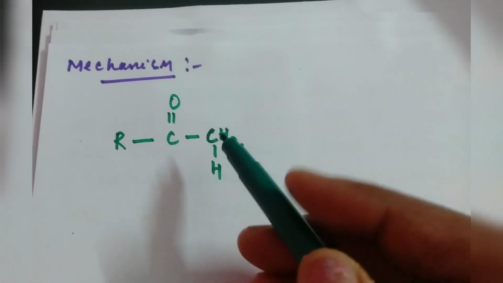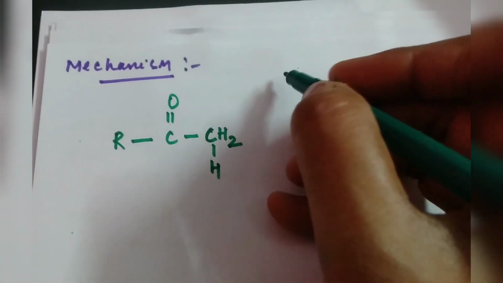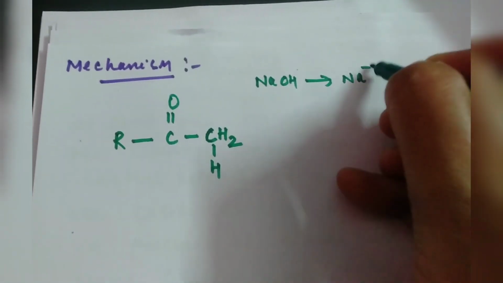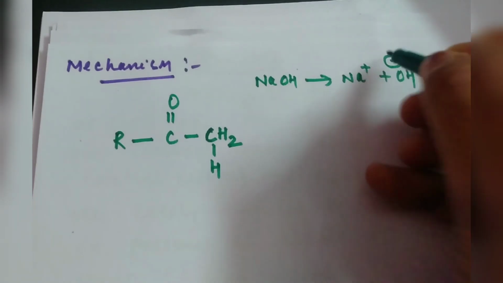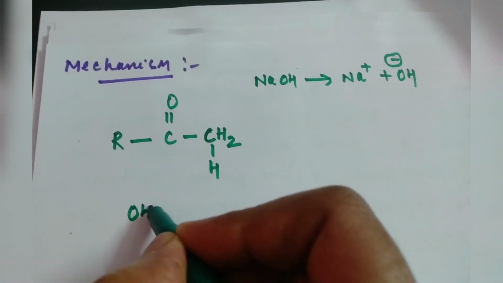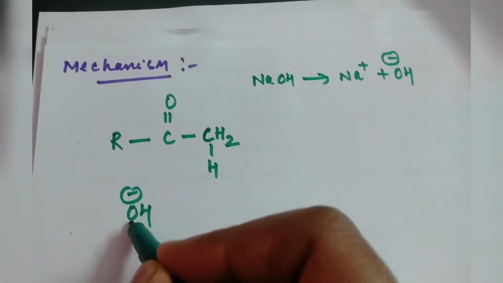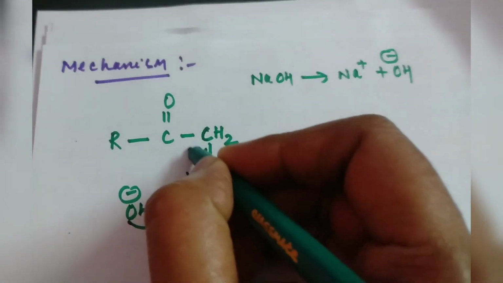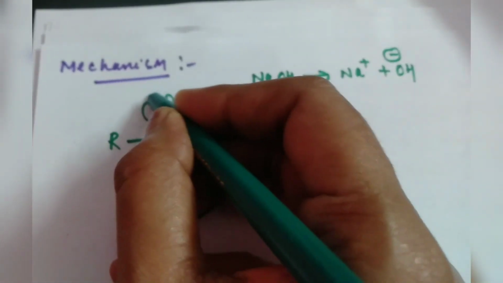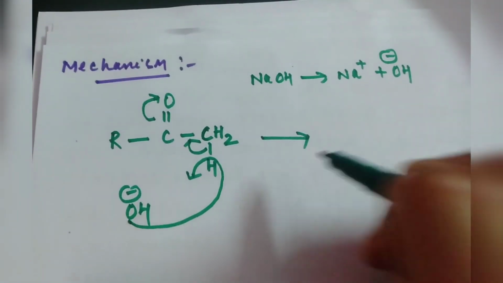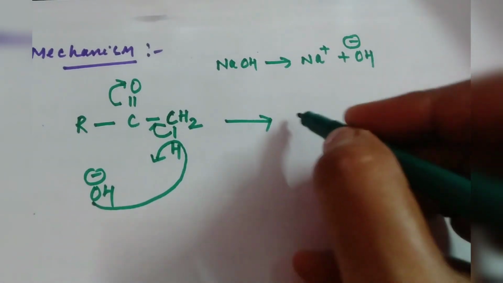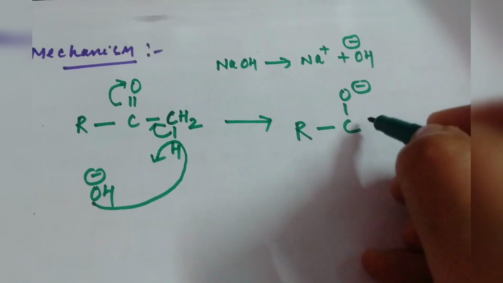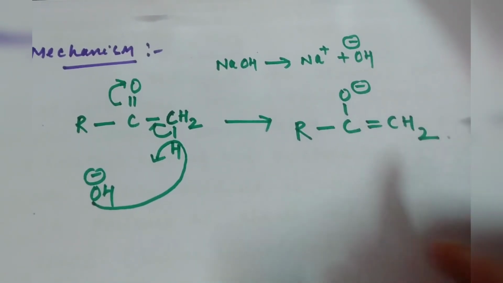Okay. Now what happens here? The alkali which is present here, that is NaOH, gives rise to Na plus and OH minus. Okay. That alkali will take a proton here, that is, it will form a water molecule. Now this bond goes to this position, and here this shifts its position. Okay. Now what will be the reaction? Okay, see here, R C single bond O minus. Here it is double bond CH2.